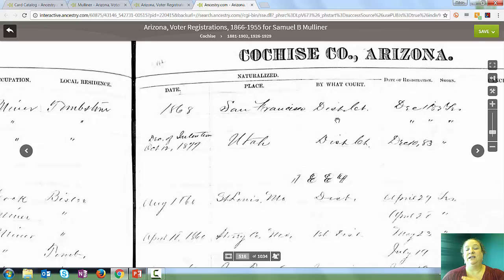Naturalization documentation, of course, is going to list date and place of birth. It will list the date, the port, and the ship sometimes that they came over on. It'll have really detailed information about who was naturalized under them.